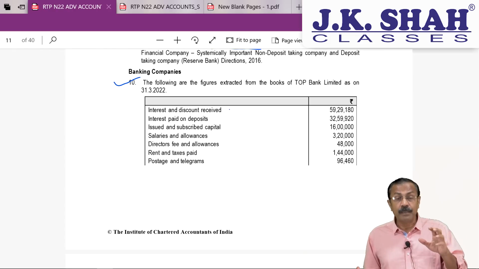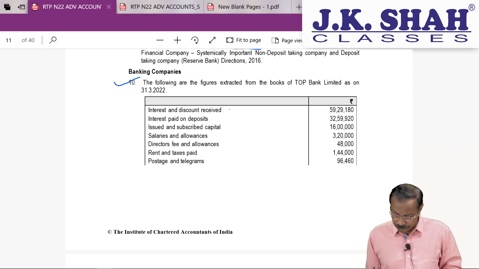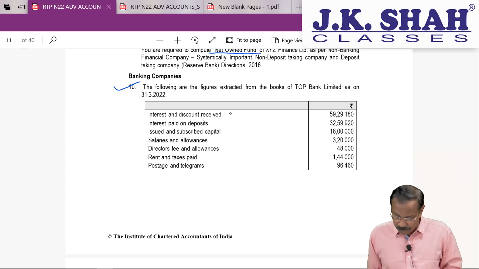So looking at the items, you have to realize, is this an income? If yes, will it come in 13? Will it come in 14? Is it an expense? Yes. Will it come in 15? Will it come in 16? Interest and discount received will come in my schedule number 13, interest earned. But interest paid on deposits will come in schedule number 15. This will not appear anywhere. That's your capital, it goes in the balance sheet, not in the P&L. We have to prepare only P&L. Salaries and allowances 16, directors fees 16, rent, taxes, postage, telegram 16.